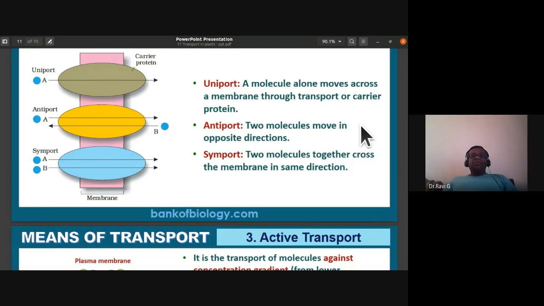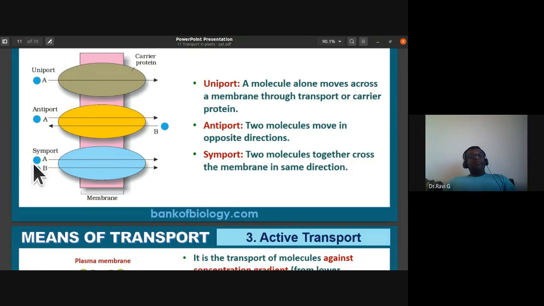So in antiport, two molecules are moving in opposite directions. One of them is entering, the other is exiting. Two molecules move in opposite directions through the carrier protein or transport protein. So we call it antiport.